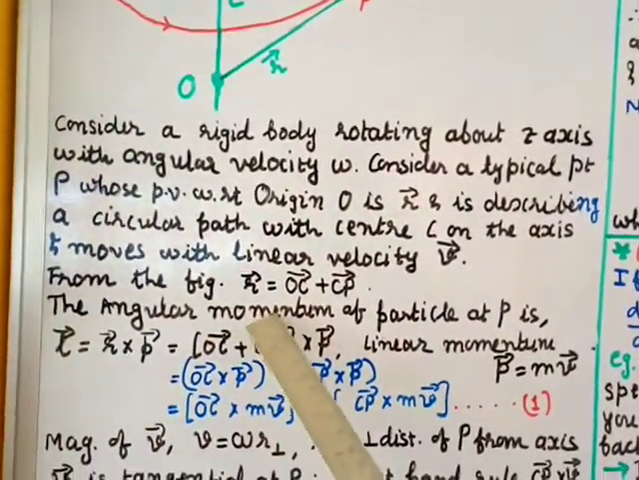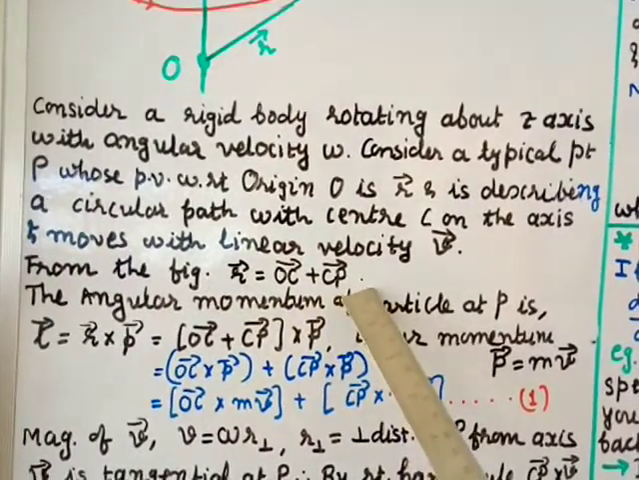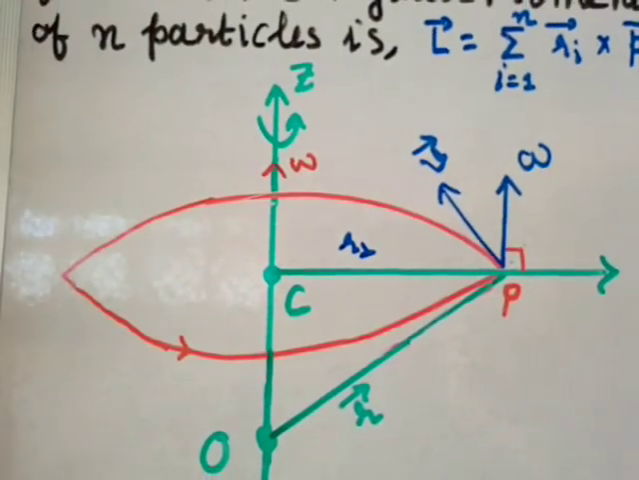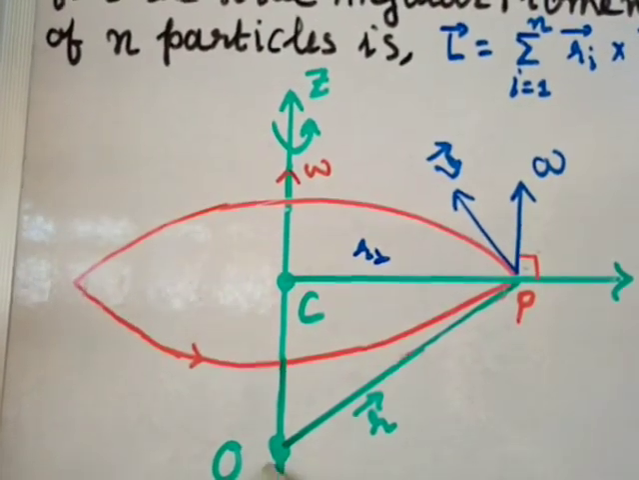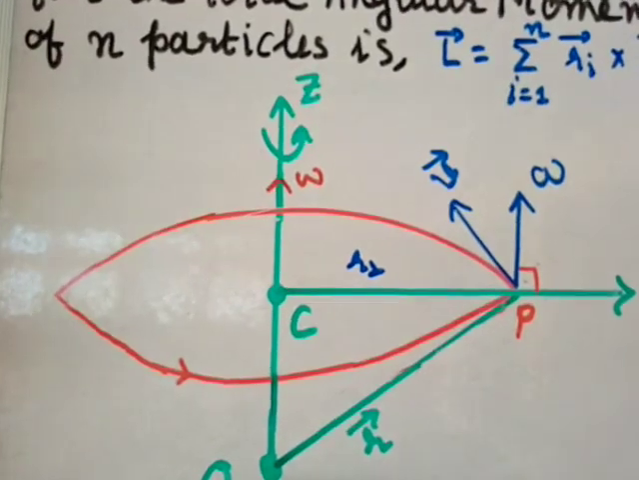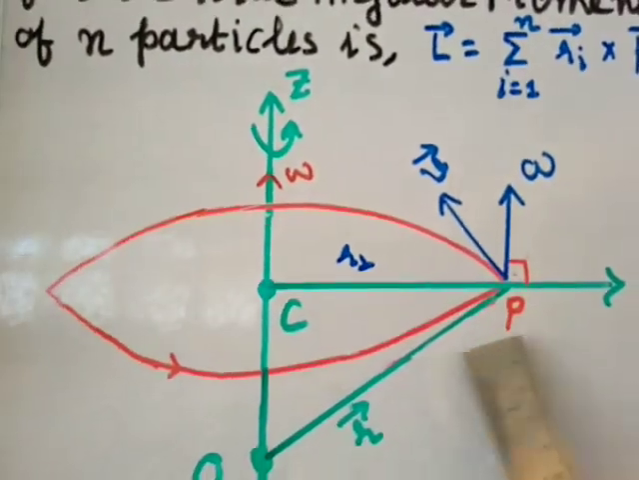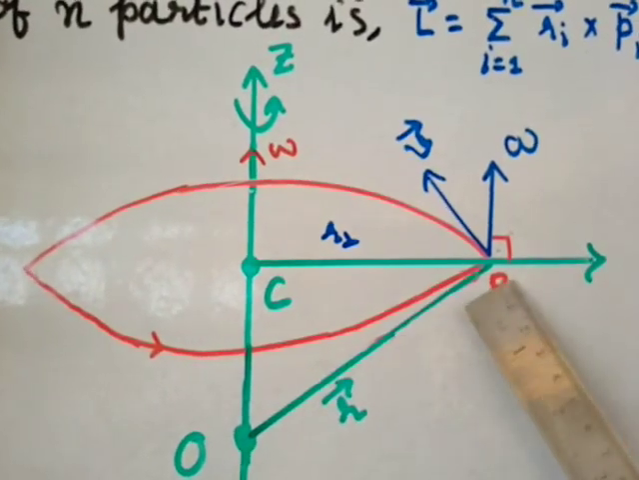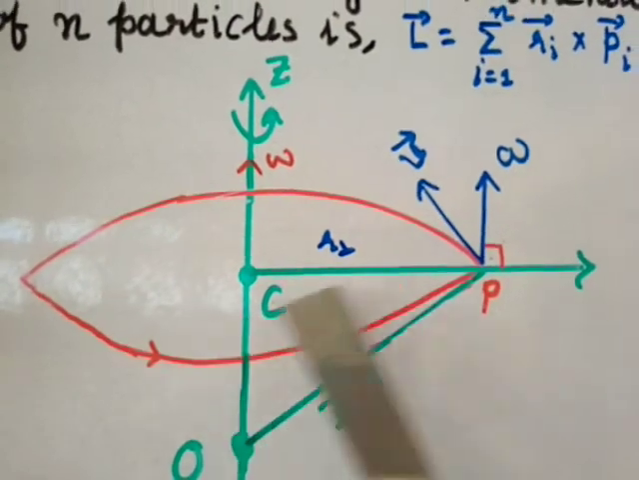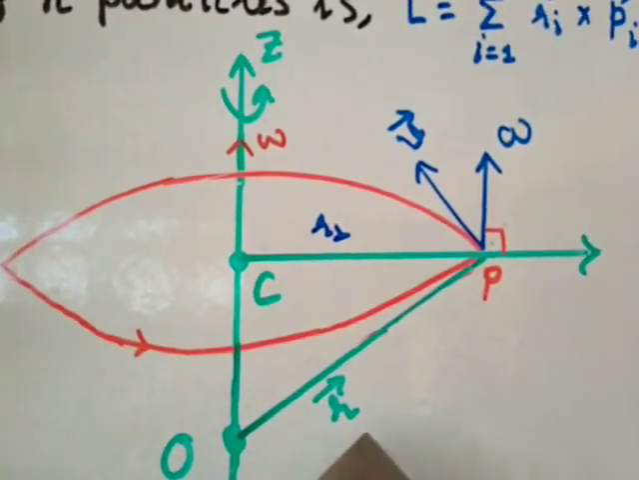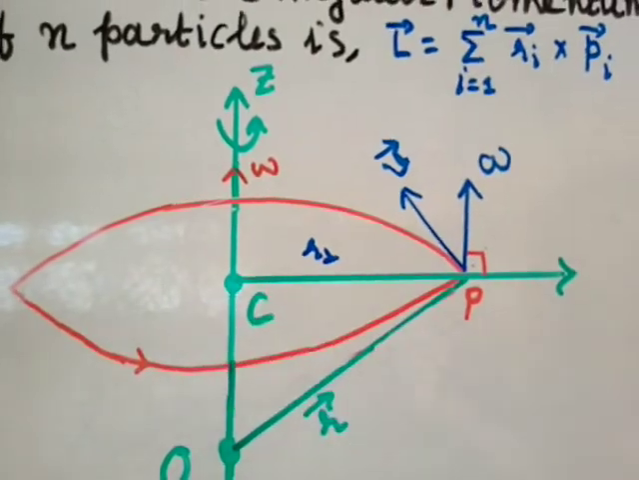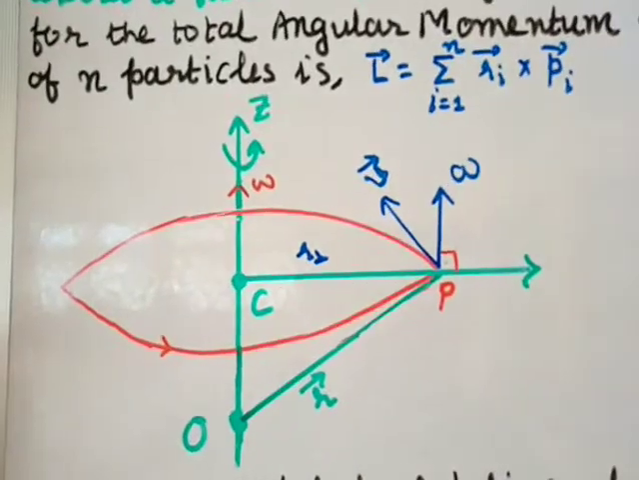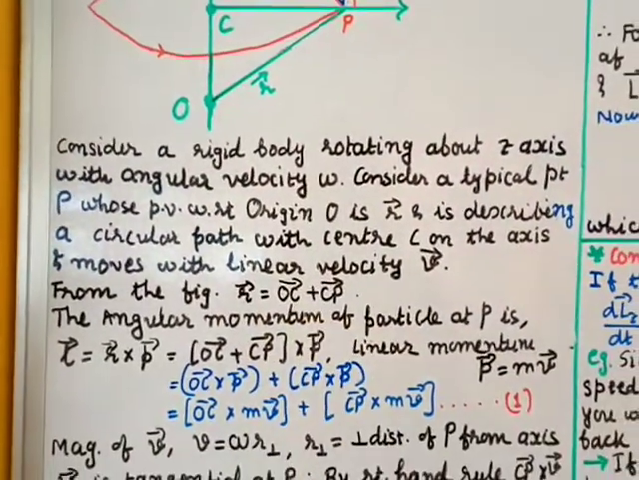From the figure, vector r equal to vector OC plus vector CP. Now in the triangle OCP, if you apply the triangle law of vector addition, then OP, that is vector r, equal to vector OC plus vector CP. So applying the triangle law of vector addition, you get vector r equal to OC plus CP.